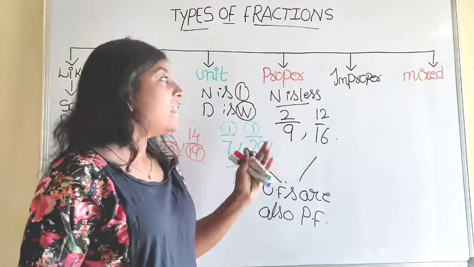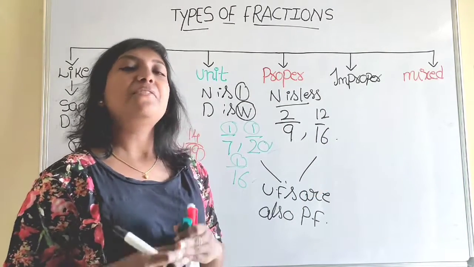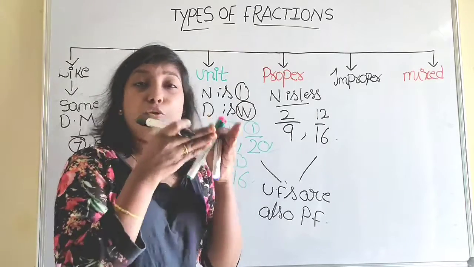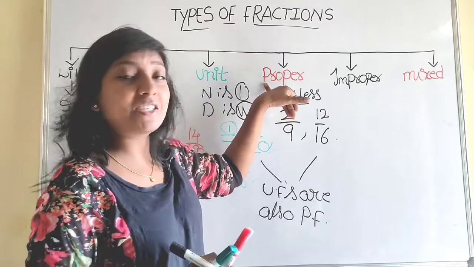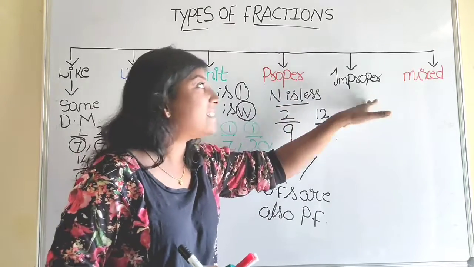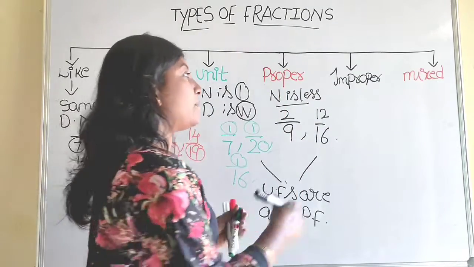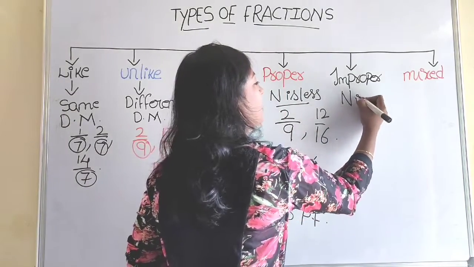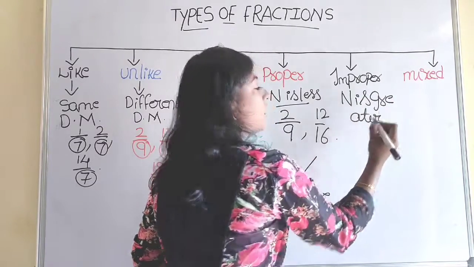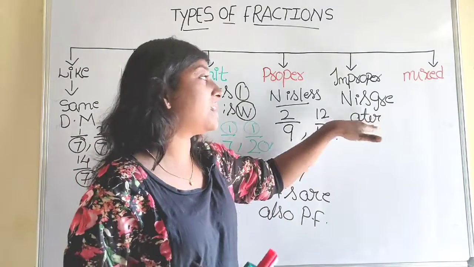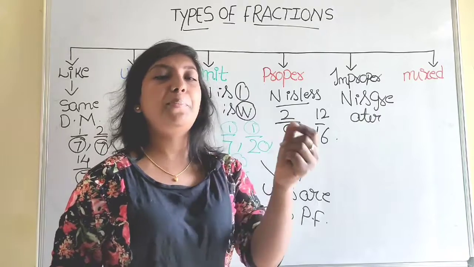So, now let's move on to the next fraction, that is improper fraction. The fractions that have the numerator greater compared to the denominator. In the proper fraction, we have the numerator is less, but in the improper fraction, it will be opposite to the proper. That means the numerator is greater compared to the denominator. If the numerator is greater compared to the denominator, then those fractions are called improper fractions.